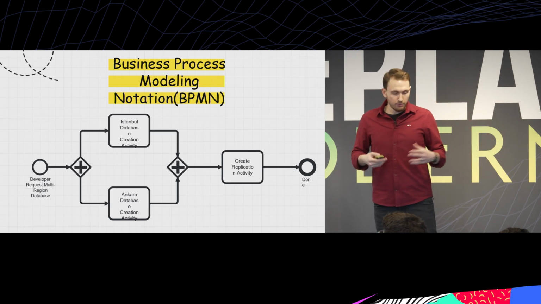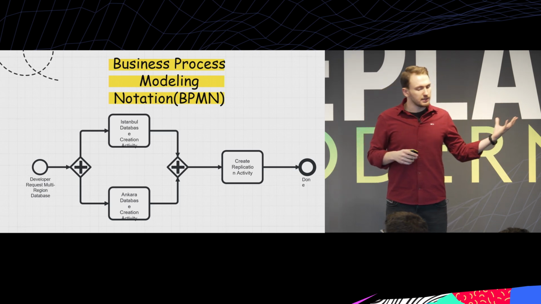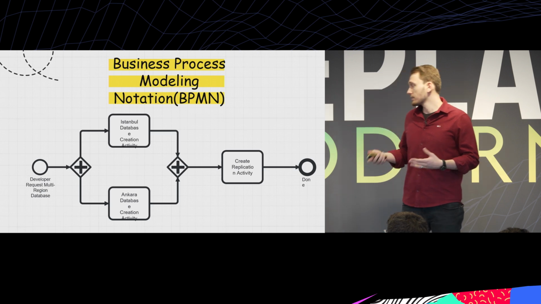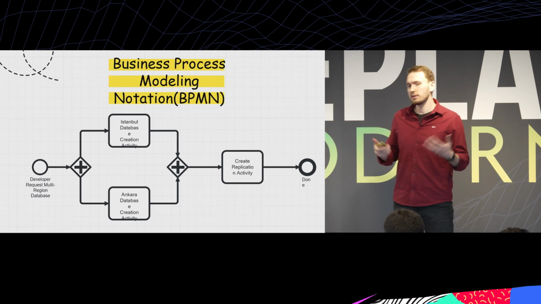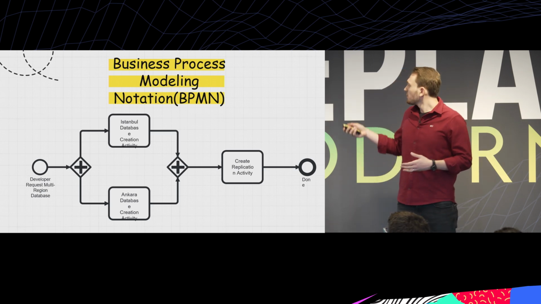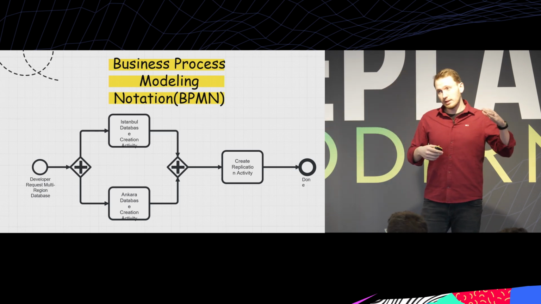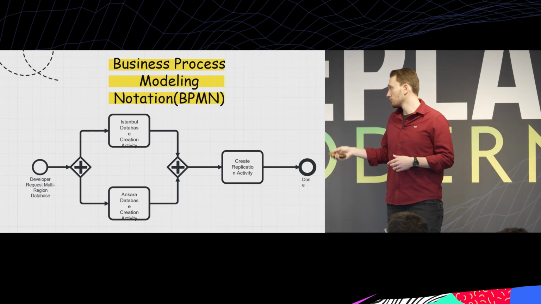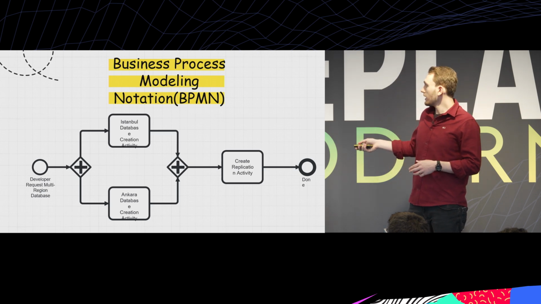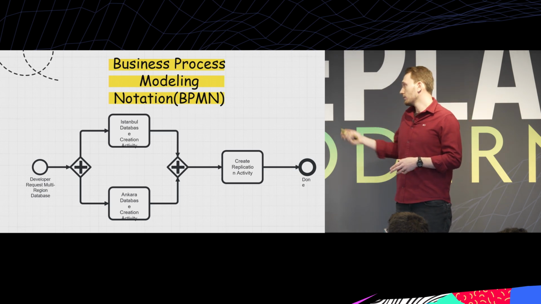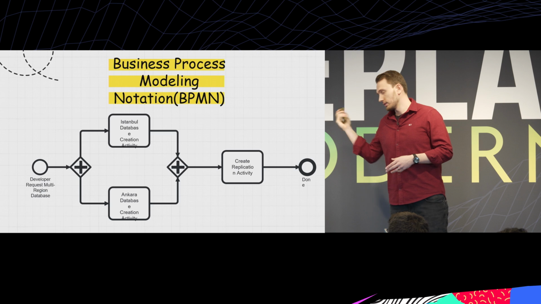Now, let's draw the BPMN diagram of our workflow. What we are doing, first, a developer needs a multi-region database. This is a start event. And there is a parallel gateway, but it is not important to know that. The Istanbul database creation activity and the Ankara database creation activity will run in parallel. And I will wait for the result of these activities. And finally, I will run the create replication activity, and it will be my end event, done.